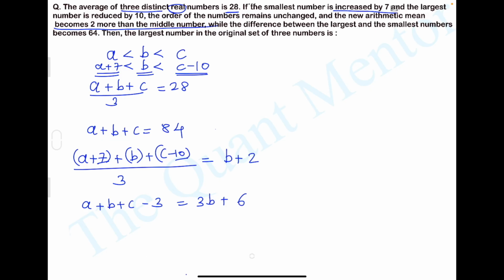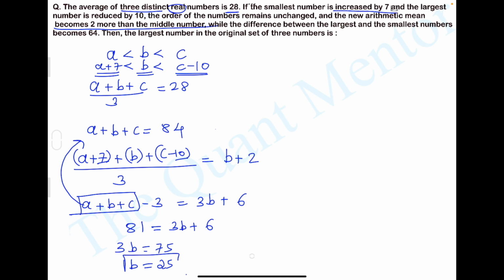Now we have already found out the value of A + B + C above, and that is 84. So plug it in here. 84 minus 3 is 81. 81 will be equal to 3B + 6. Solving this, I'll get 3B is 75, or lastly B is equal to 25. Okay, all this to find out B as 25.